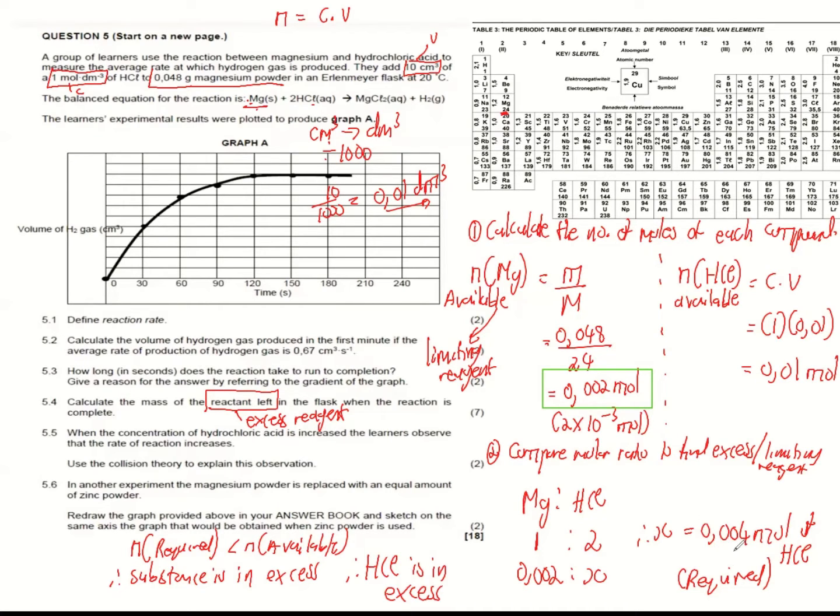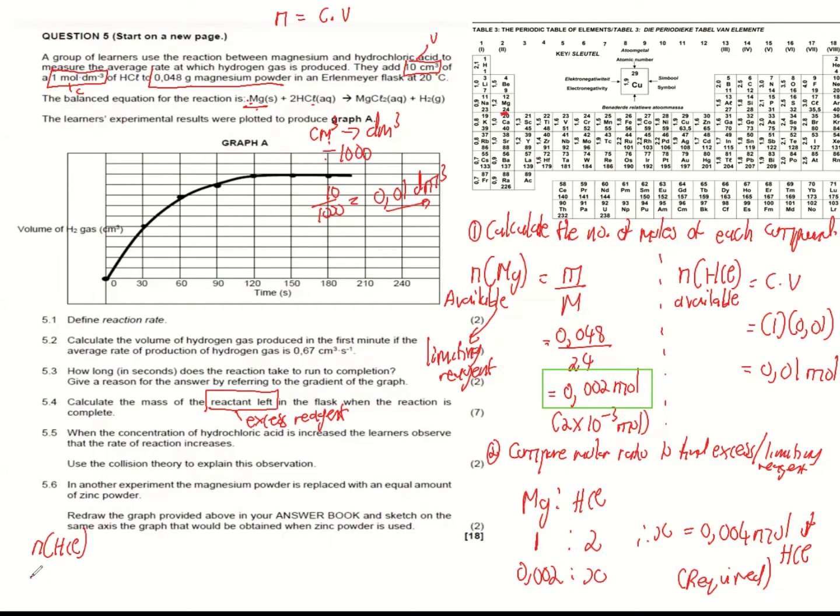Now we can see that we only require 0.004 mole to react with all of the magnesium. But then we have 0.01 mole available. So if we only require this out of that, how much will be left? How many moles of the hydrochloric acid will be left? This is the next question that we are trying to answer here. So we are going to calculate the number of moles of hydrochloric acid in excess.